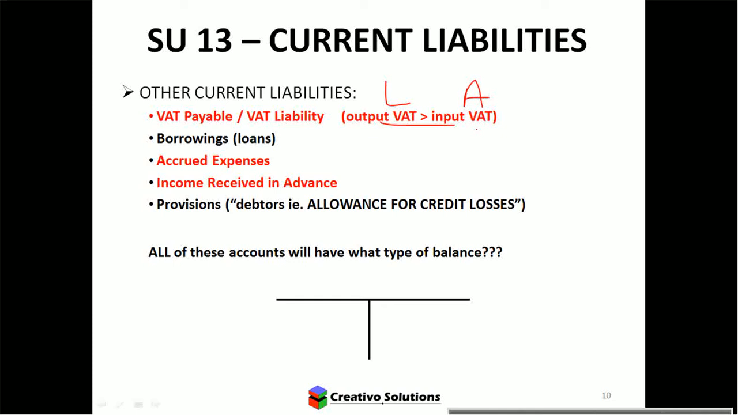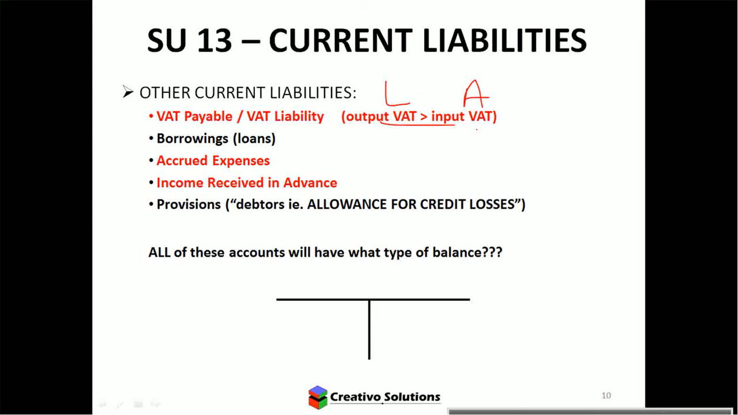Income received in advance, is that a liability? Yes. Why is it a liability? Because you owe them services or products. Yes, there's an amount that's outstanding or owed. Correct. Good.